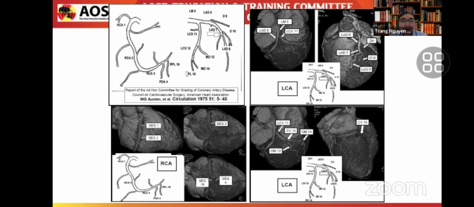Then we analyze all the segments of the 3 mains, like we use 16 segments from AHA, which was recommended a long time ago. So we have 3 from the right, 1 from the left main, 3 from LAD, and 3 from LCX, and 1 is PDA, and the other one is the diagonal or obtuse marginal also.